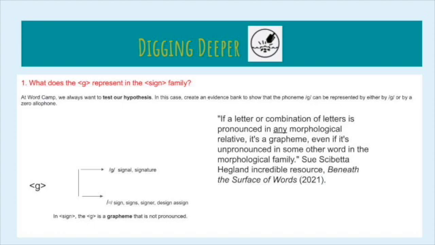What does the G represent in the sign family? The G in the sign family represents a grapheme that is sometimes pronounced and sometimes not pronounced. For example, in signal and signature, the G is pronounced. In sign, signs, signer, design, and assign, the G is not pronounced. In sign, the G is a grapheme that is not pronounced.